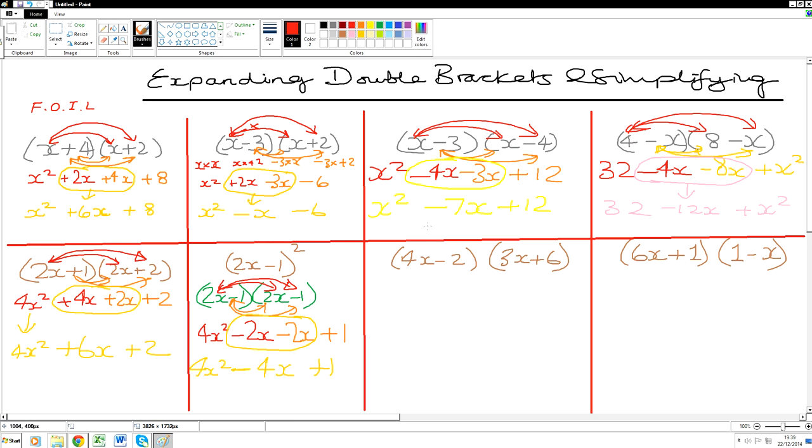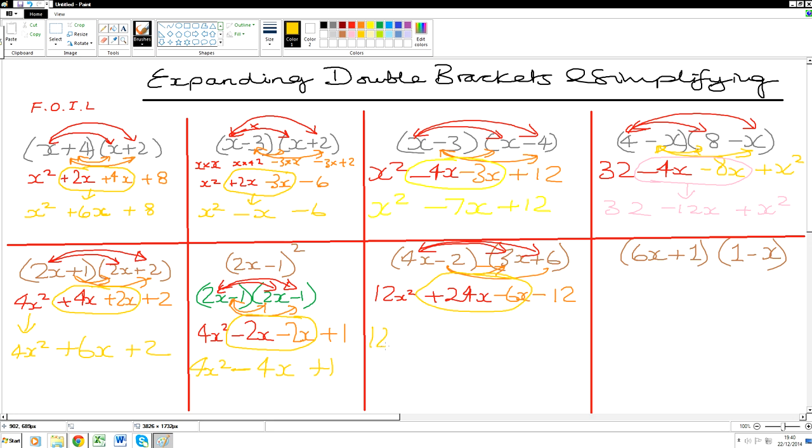Okay, next one we have 4x minus 2 times 3x plus 6. So let's multiply them out. 4x times 3x, front two, gives you 12x squared. And then 4x times plus 6 is 24x. Don't forget, we are multiplying them and not adding them. Minus 2 times 3x is minus 6x. So now the last two: front, outside, inside, last two. Minus 2 times plus 6 is minus 12. Now we need to simplify the x terms together because they can be simplified.